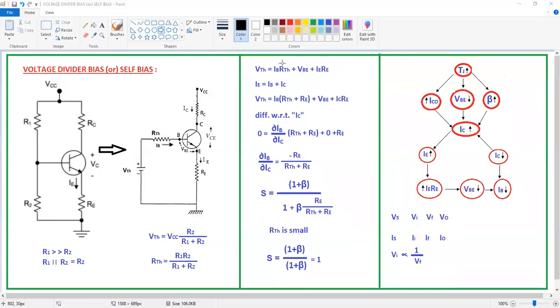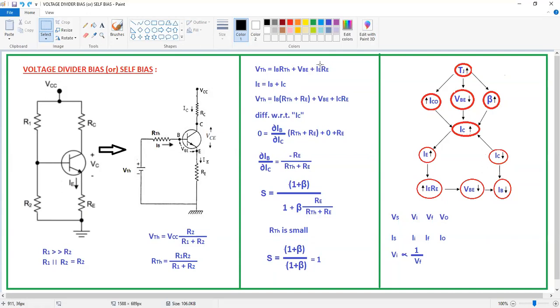And we already know that the emitter current is equal to the base current plus the collector current. That is, IE is equal to IB plus IC. Now I am substituting IE is equal to IB plus IC in the above equation. Then what will happen here? VTH is equal to, here IE plus IB is there now.